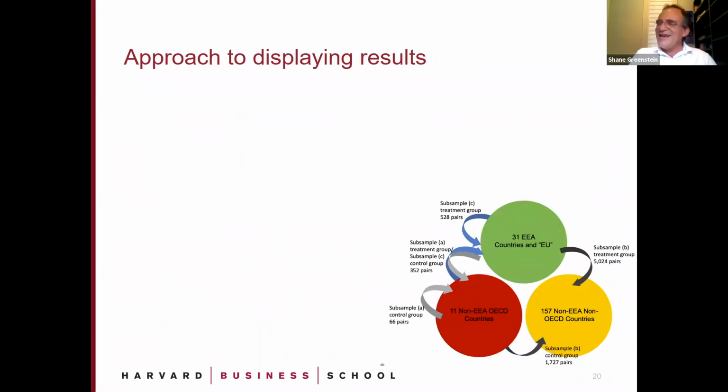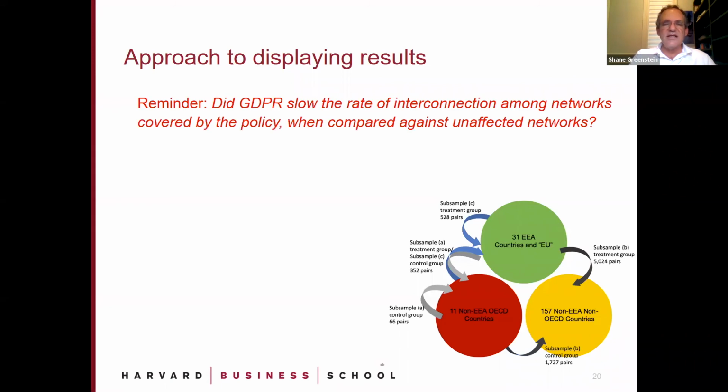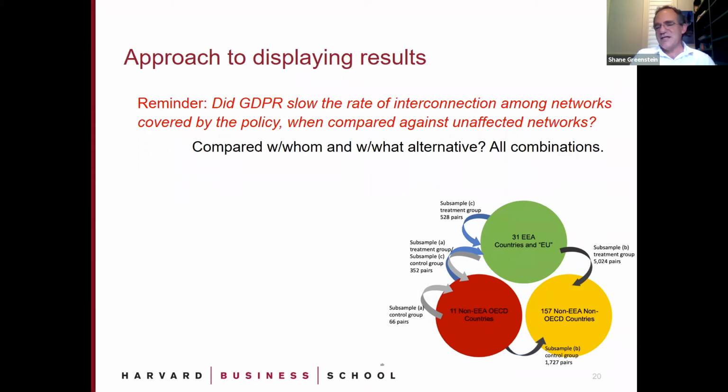Showing you that picture again, it's a bit complicated to display results. The four of us had quite long conversations about how to do that. And just to remind you, pragmatically, once we started looking at the data, we realized, of course, the question here really is: did GDPR slow the rate of interconnection growth among the networks covered by the policy compared with other networks? That tells you how we're going to show you the results.